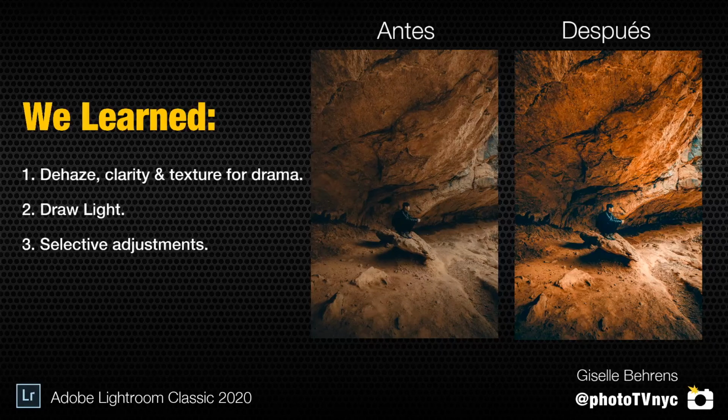Over here you can see what we learned today. We learned that dehaze, clarity, and texture for drama. These are tools that can add drama to a photo, but you have to be very strategic when you use them. We learned how to draw light on areas that already have light to enhance the positive and the negative spaces of the photo, and we did this by using selective adjustments.